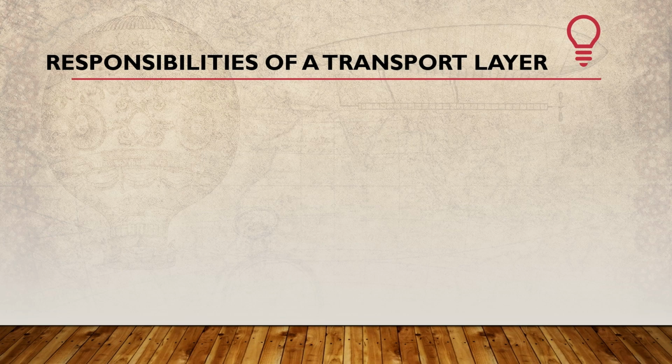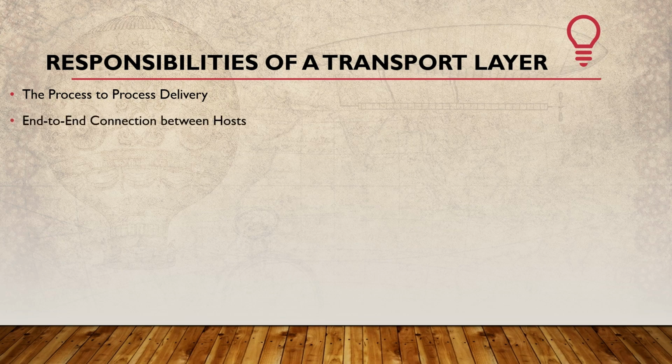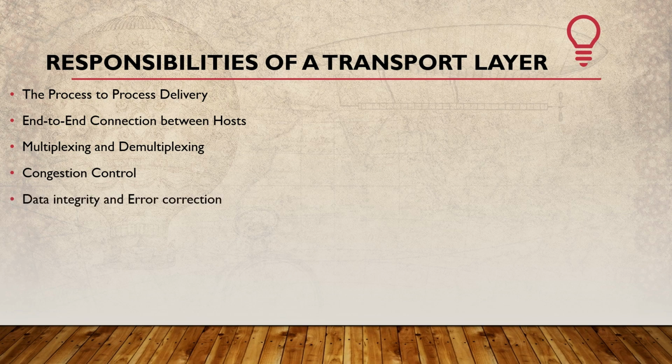Now see the responsibilities of the transport layer. Process-to-process delivery. End-to-end connection between hosts. Multiplexing and demultiplexing. Congestion control. Data integrity and error correction. The final one is flow control. Now let us discuss the responsibilities of the transport layer one by one.